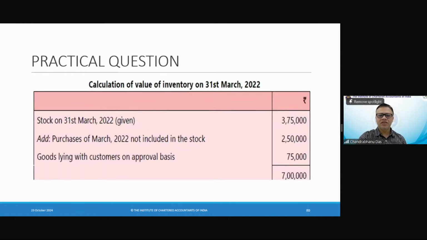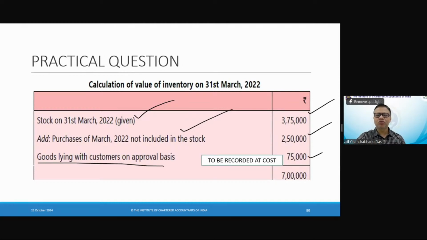So once you have the stock as on 31st March, you have to calculate the value of the inventory. When the stock is given, you add the purchases of March 2022 which are not included in the stock, that is 2,50,000, and also the goods which are lying with the customer on approval basis.